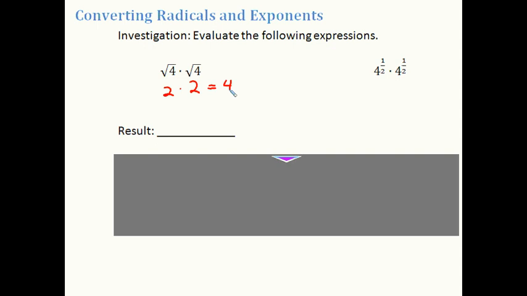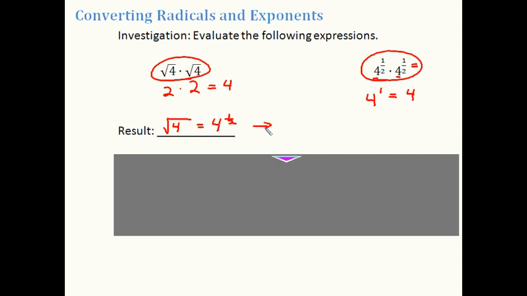Over here, we learn with our rules of exponents that if we have the same base, we can add the exponents. So we have 4 to the 1/2 plus 1/2 is 1, which is just 4. Well, this problem gave us 4 as an answer, and this problem gave us 4 as an answer. And so we can know that the result here, the square root of 4, is really the same thing as 4 to the 1/2. Which is a really important relationship to know, and we're going to work with that a bit through this chapter.